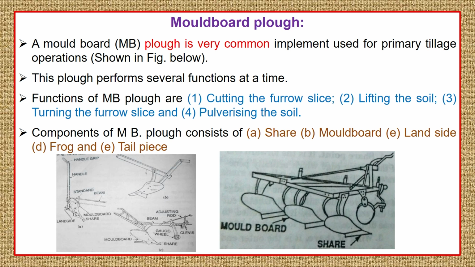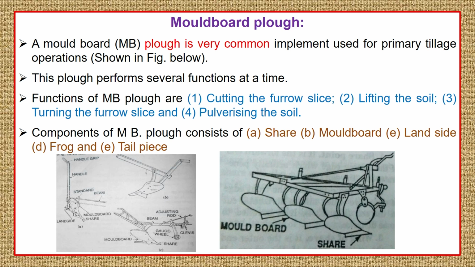This plough performs several functions at a time. Those functions are cutting of the furrow slice. Then that cut furrow slice will be lifted up, and as it is lifted to a certain height, it will be turned over, and while turning it, it will also pulverize the soil. So these are the various functions the MB plough performs in one go.